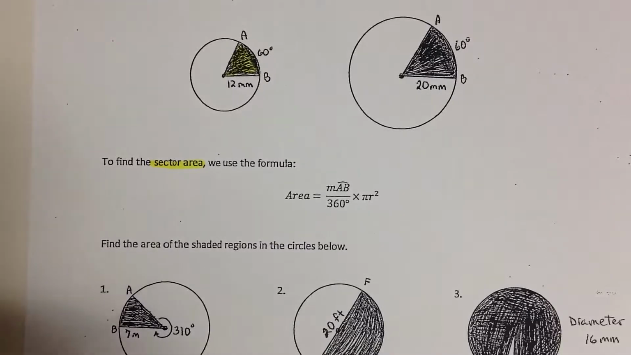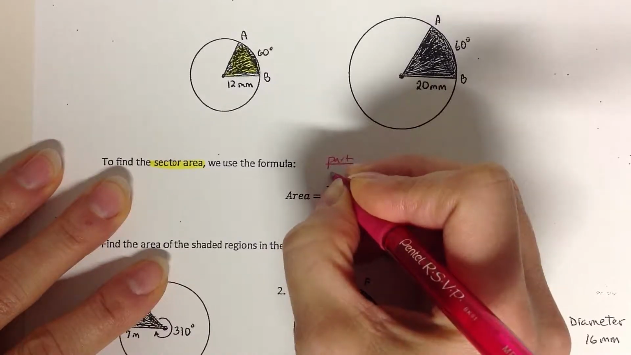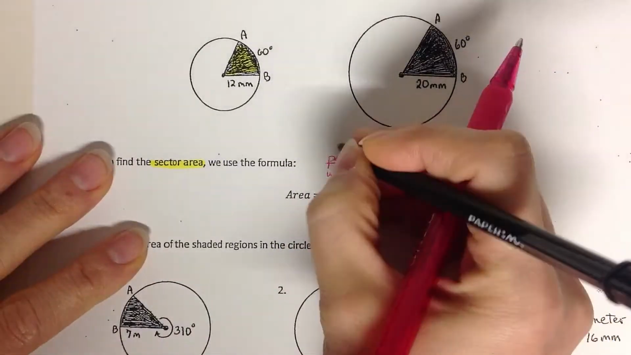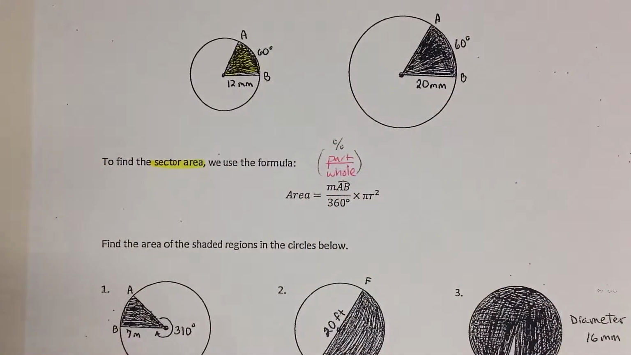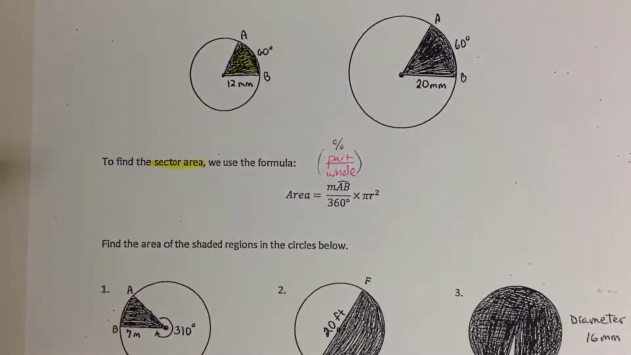Now we're finding part of the total area. Okay, so the part of the whole, remember that's what percent is, right? This right here is just percent. So for example, both these circles, it's less than half, much less. It's less than a quarter, right? Half would be 50%, a quarter is 25%. You know, a percent means out of 100.